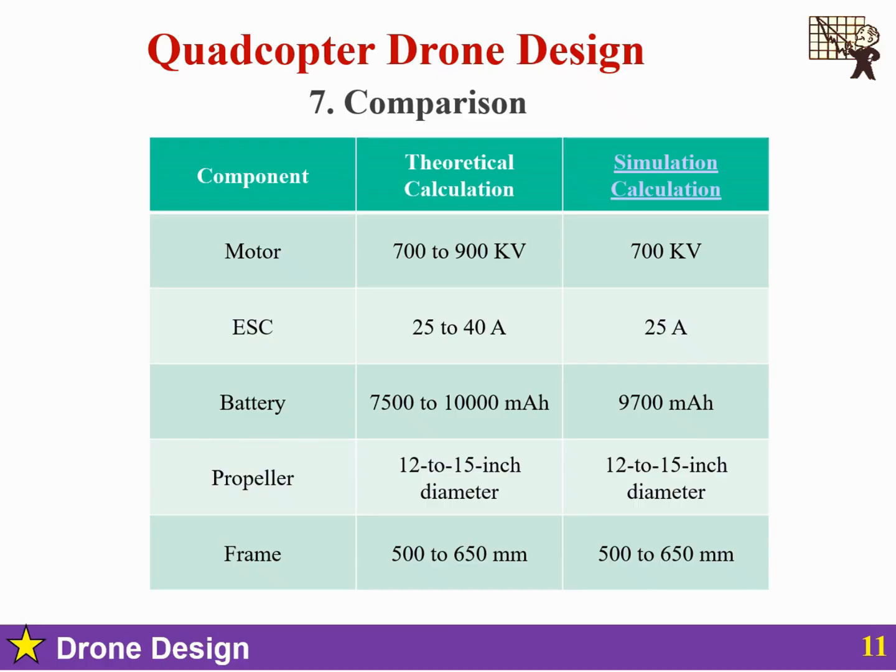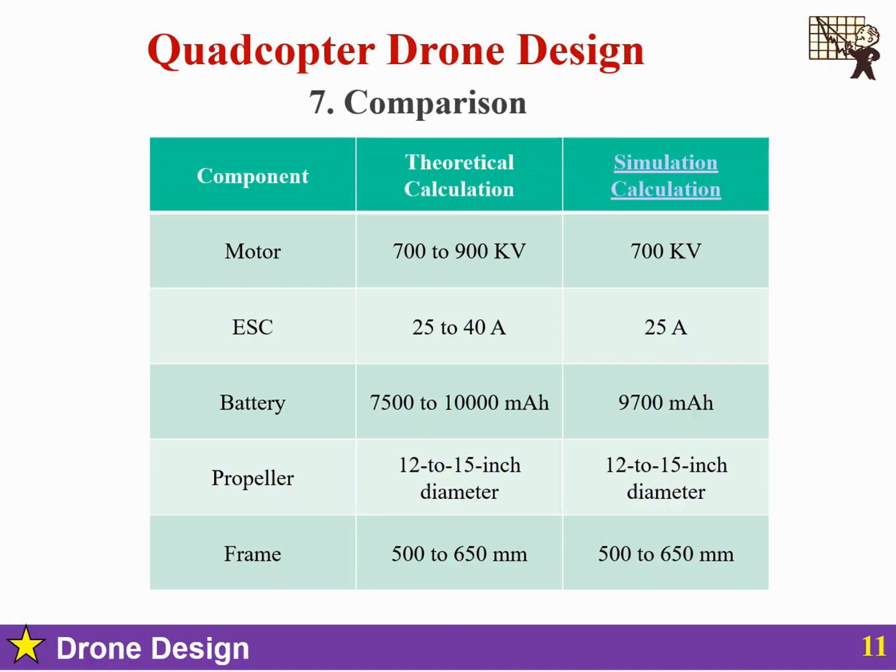So this is a validation table that shows the excellent alignment between the theoretical calculation and the simulation results, confirming a systematic approach scales properly. The first is kV of motors. For the theoretical calculation we go for 700 to 900 kV, and when we simulate it we get 700 kV rating for the motors, which matches our theoretical calculation range.